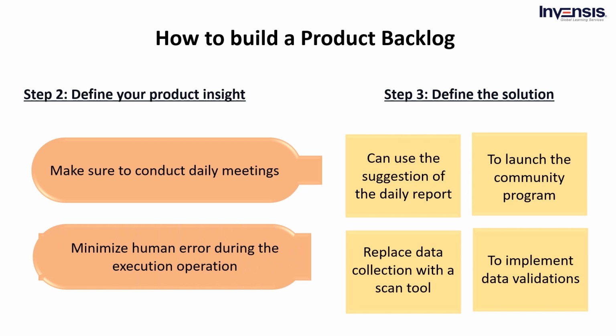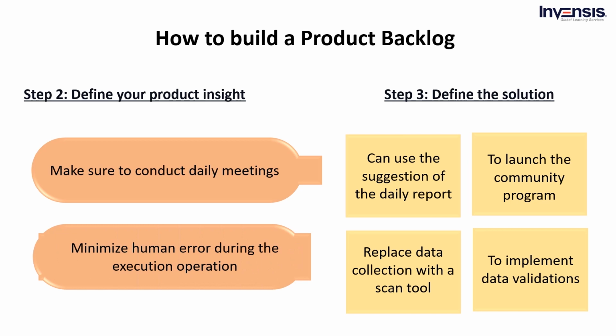Step 3. Define the solution. If you have a product, you are required to define functionalities that you aim to develop next. Examples of functionalities for making daily meetings are: you can use the automatic suggestion of the daily report to launch the community program. If your product is instead a service, process improvement, or solving a specific problem, define how you will resolve the issue.